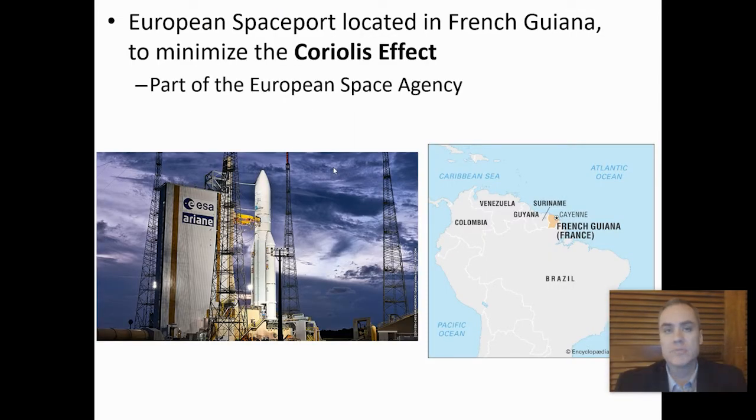Because the Coriolis effect gets smaller and smaller as you go towards the equator, that's the reason why so many countries have space bases around the tropics. For example, the US has Cape Canaveral, and France operates a space base in French Guiana, which is actually part of France. People from French Guiana have a French passport. It's an overseas department. And that space base is actually part of the European Space Agency, ESA. It's called the European Spaceport.